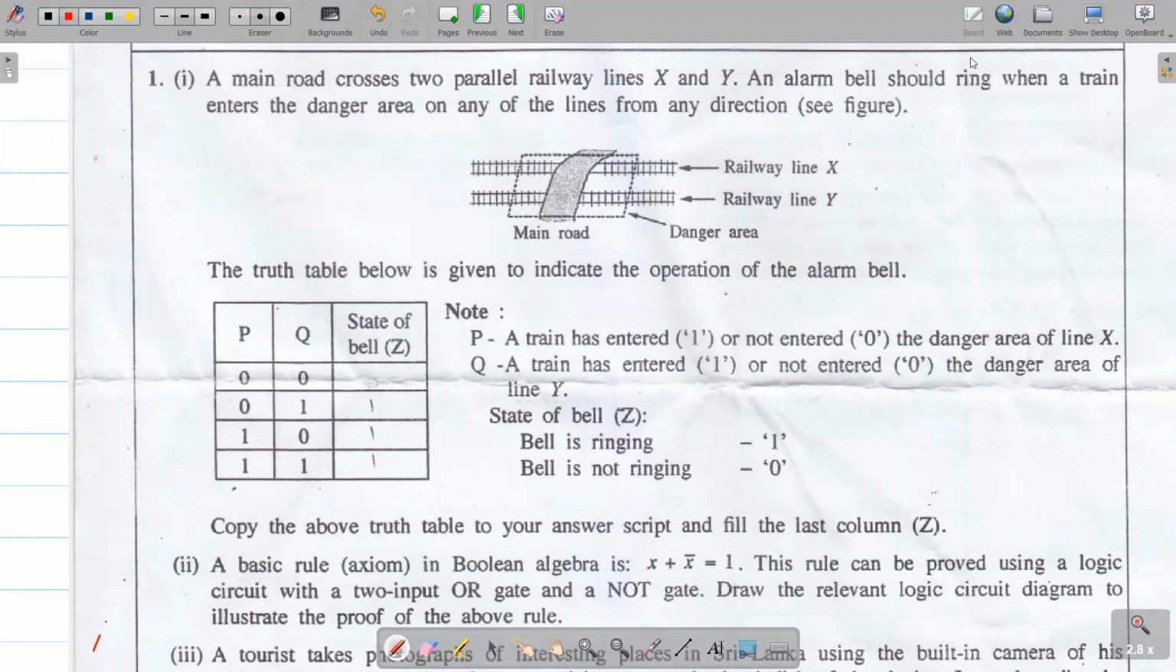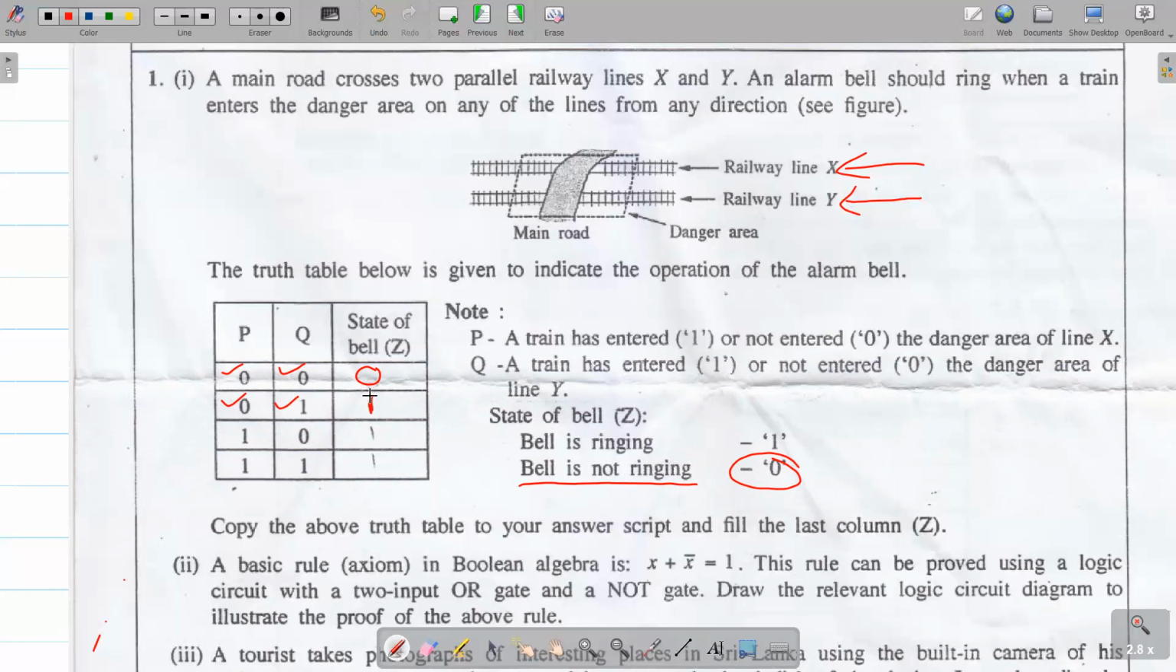So they said P means a train entered or not entered the danger area of line X. That means over here. The Q indicates the line Y. So 0 0 means no train in either of the lines, so the bell should not ring, because the bell not ringing is indicated by a 0. Then 0 1 means line X does not have a train, but line Y has one.